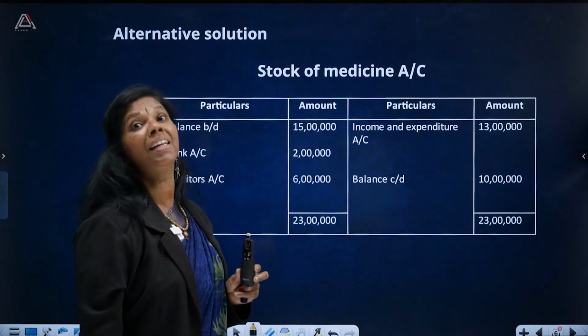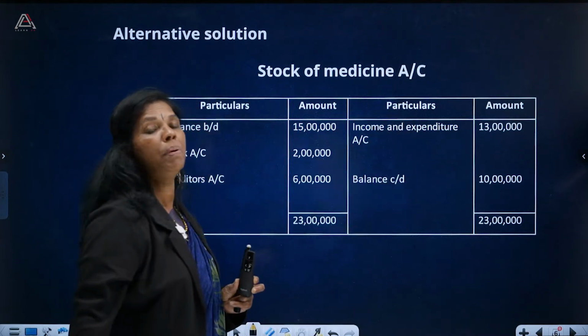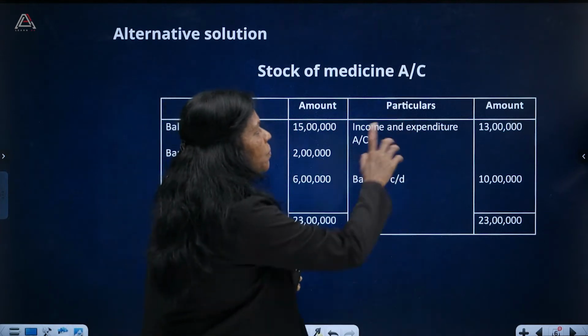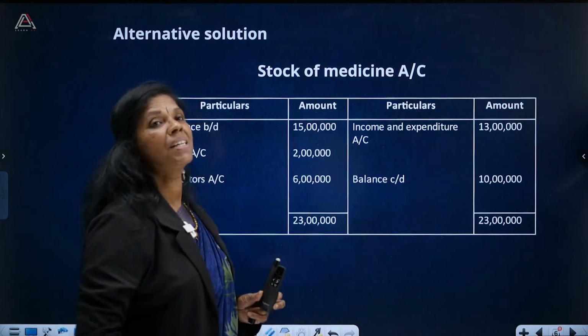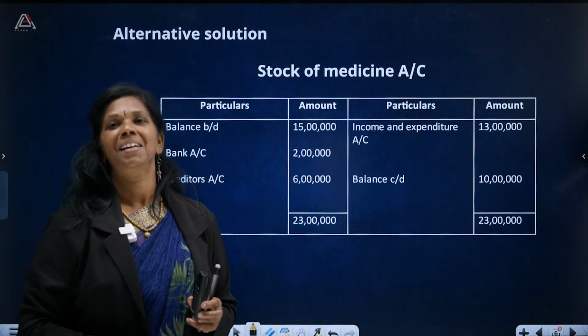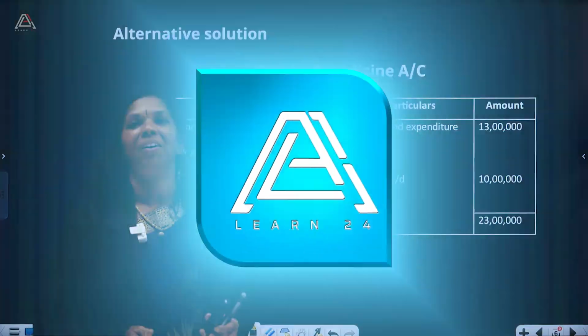That is 13 lakh. This is the balancing figure. This amount has to be transferred to the income and expenditure account. This is the stock of medicine consumed during the year. This is another way we can find the solution.